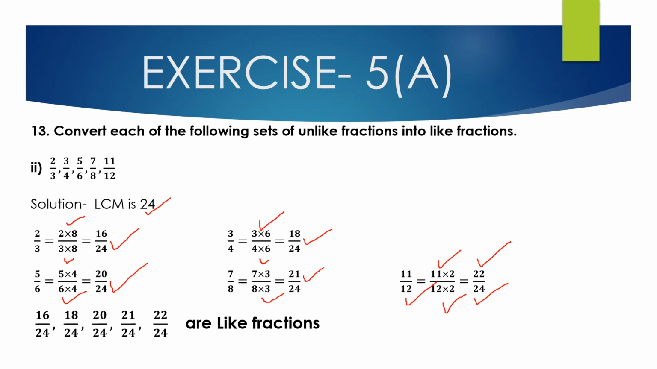Now we get 16 divided by 24, 18 divided by 24, 20 divided by 24, 21 divided by 24, and 22 divided by 24. All are like fractions, as all have equal denominator 24. So these are like fractions.